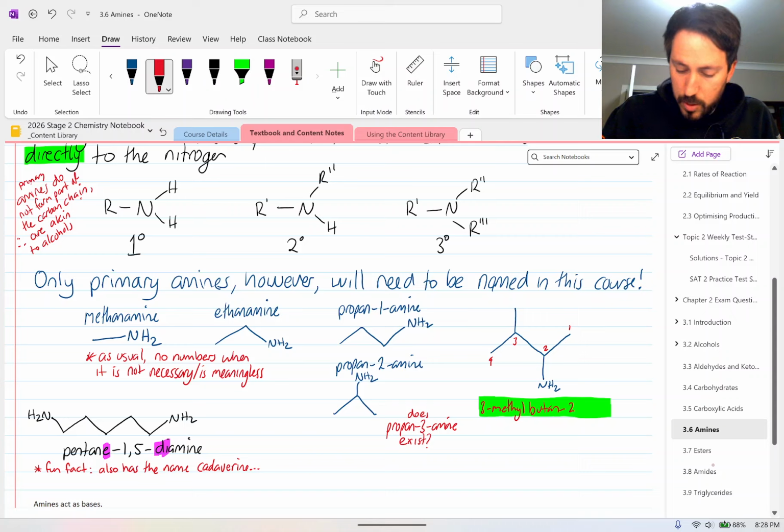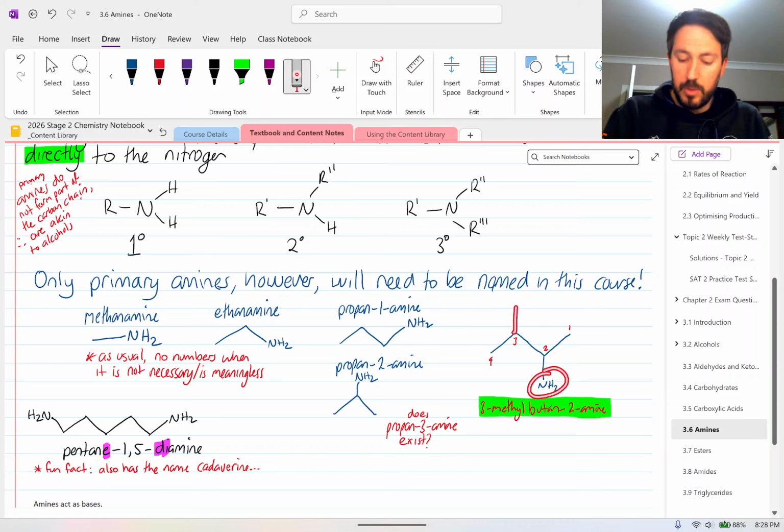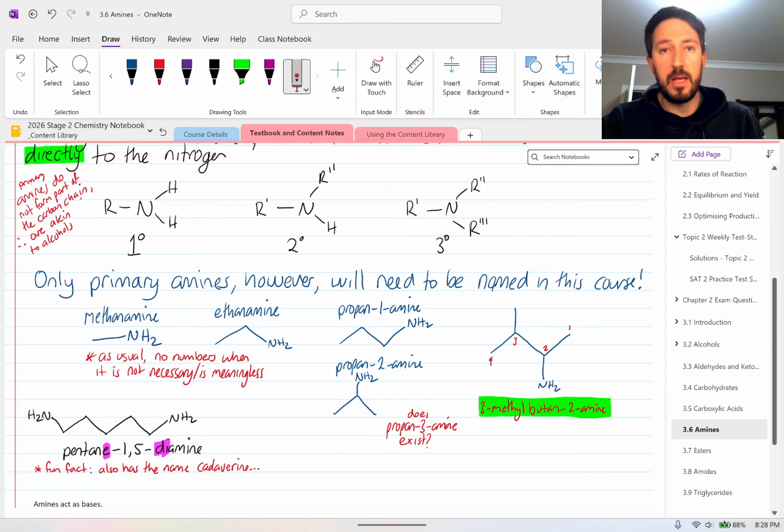butane-2-amine. The butane-2-amine tells us that our nitrogen, our amino group, is coming off of carbon 2. The longest chain is 4 carbons long, and then on carbon 3, which is adjacent to the one that our amino group is on, is where we have a methyl group. So it's similar to the substituted alcohols. Instead of having ol at the end, you have amine at the end, but otherwise it is the same.